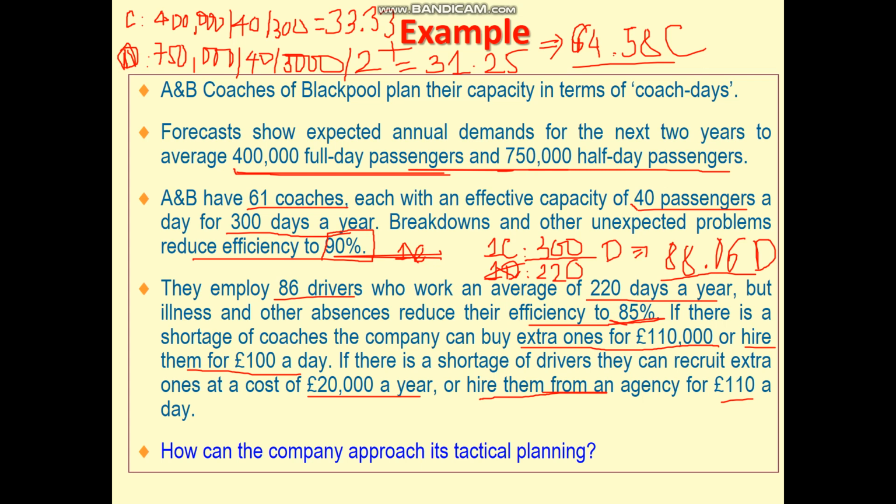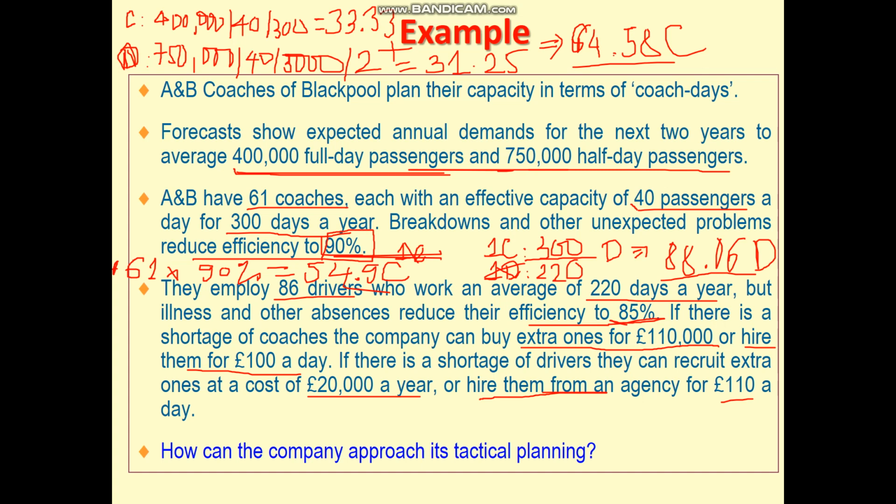We have 61 coaches. However, the efficiency is only 90%. So it means we only have 61 times 90%, so we only have 54.9 coaches. This is the reality of how many coaches we have now. That is 61 times, with the efficiency only 90%. So we have a total of 54.9 coaches.